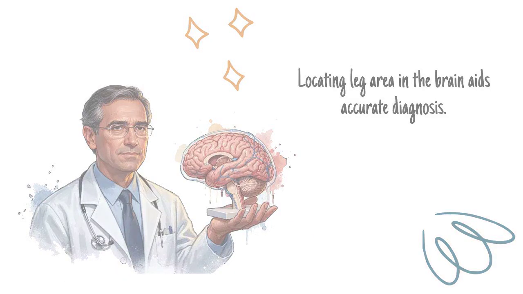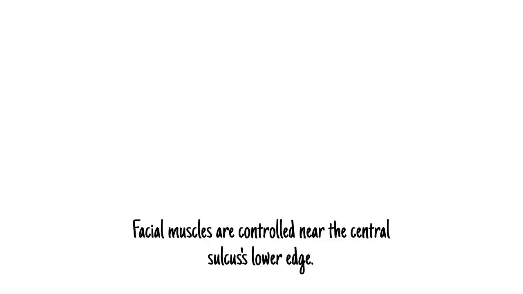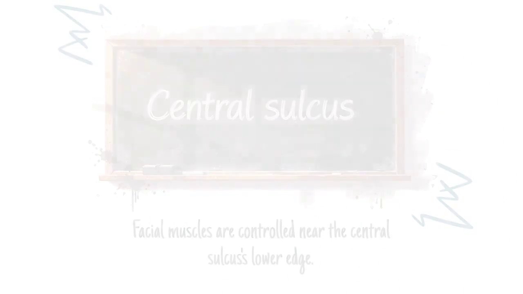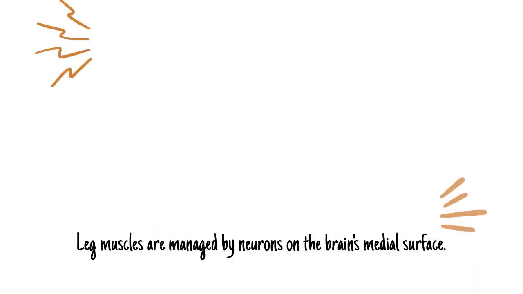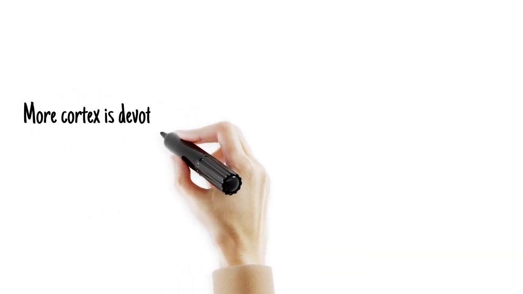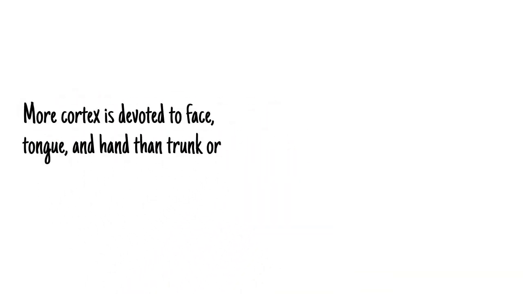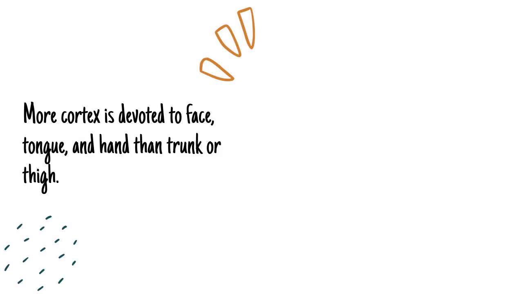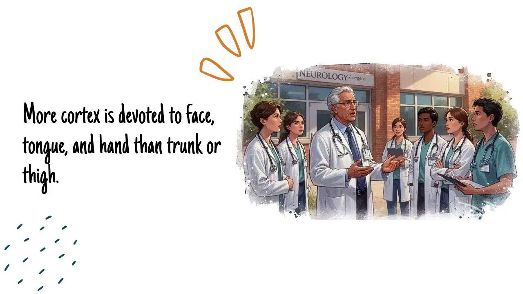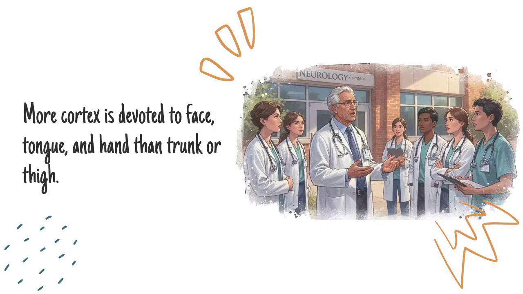problem. For neurons near the ventral edge of the central sulcus, the target is facial muscles. Neurons on the medial surface of the hemisphere control leg muscles. Because the face, tongue, and hand perform extraordinarily complex, fine-grained movements in humans, a disproportionately large share of the motor cortex is devoted to their control, far more cortical territory than, say, the trunk or thigh, even though those body parts are much larger physically.